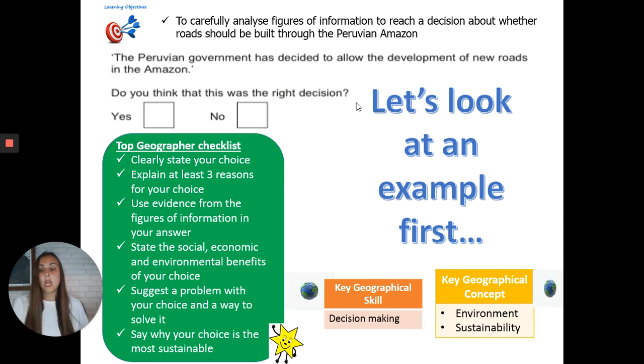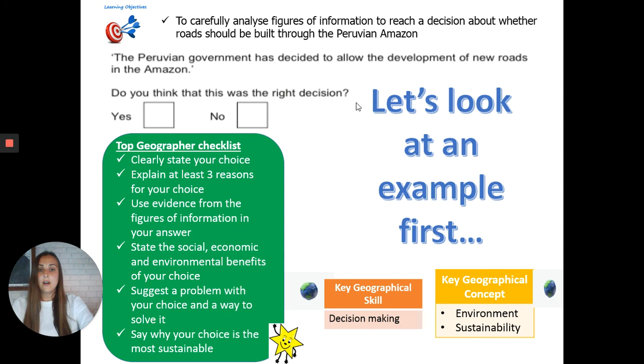And then to make your answer the top geographer answer, a word that we love to use in geography is sustainability. So say why your choice is the most sustainable. Why is it that your choice is better now for the people that are living today without negatively harming future populations as well? And then go on to say why you didn't pick the other choices. I think that's cut off at the bottom.